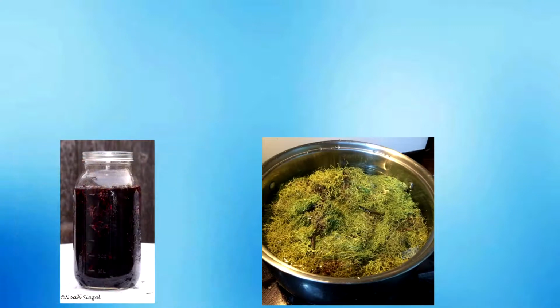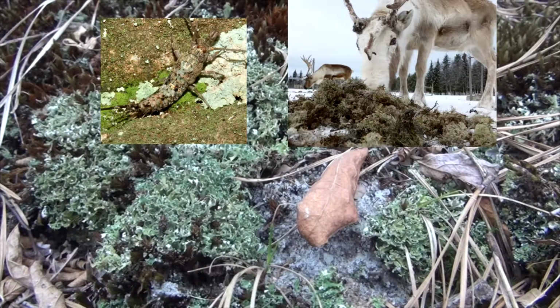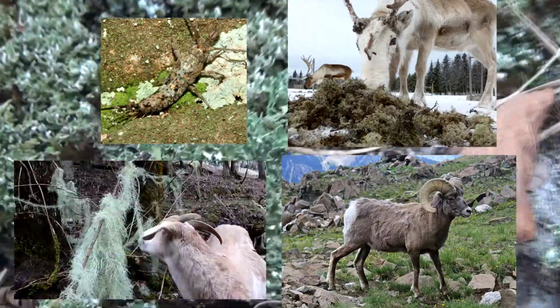Certain lichens can be used to make dyes by letting them simmer in water or soaking them in ammonia water with the desired material. It is a lengthy process, but the outcome is worth it. Lichens are also food for insects, caribou, mountain sheep, and goats.